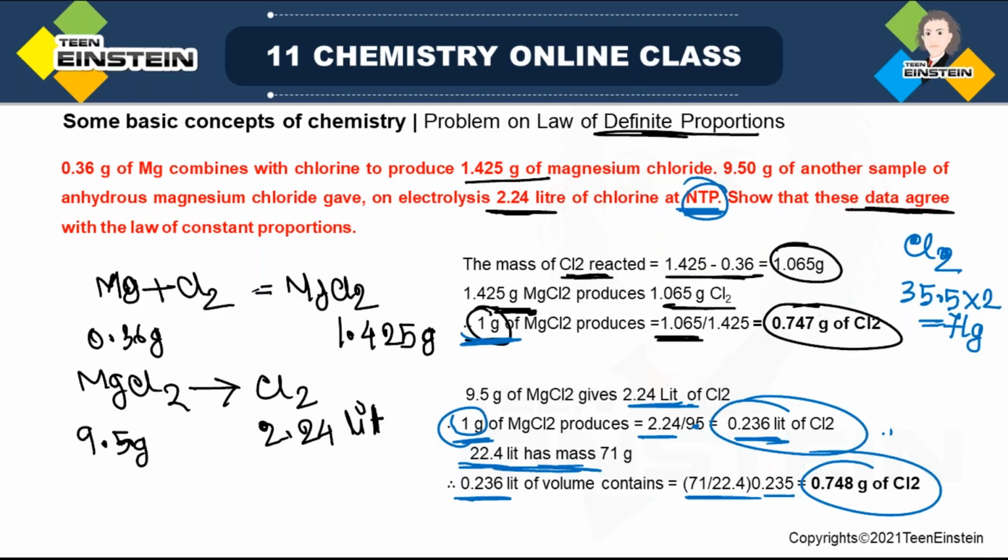So these two values, if you compare just these two, these are actually the same value, right? It means when one amount is fixed, that means this is 1 gram, and here also this is 1 gram, so the corresponding amount of chlorine is the same for both cases. That is why we can say that these data agree with the law of constant proportion, or you can say definite proportion.